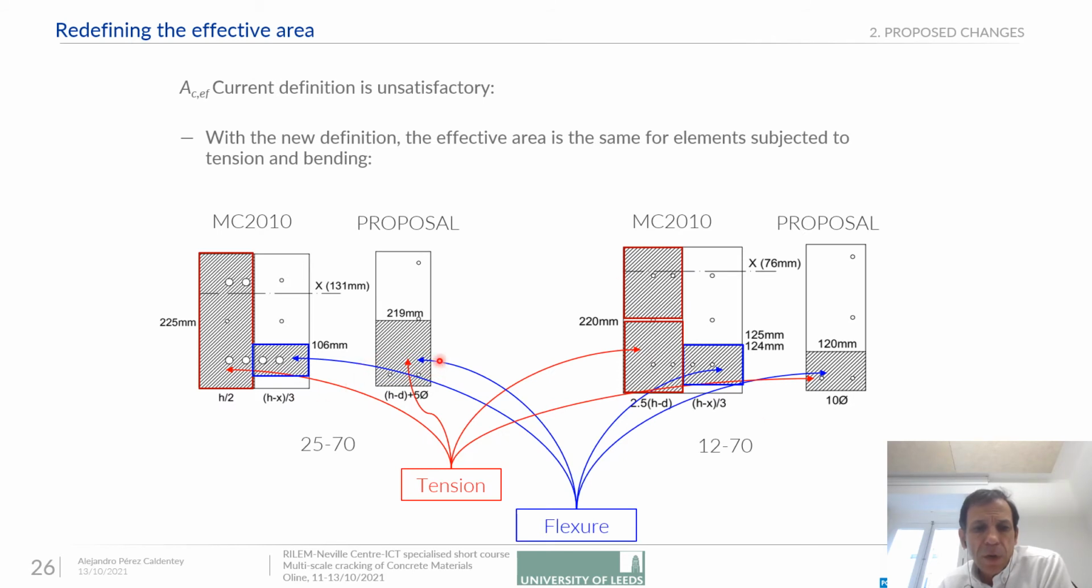This is how the definition of the effective area looks for the new proposal. So if we had only this with the old proposal, with the current proposal, let's say, with the new proposal, we have something which is much more reasonable, much more similar to what we have in tension for the flexural tests.